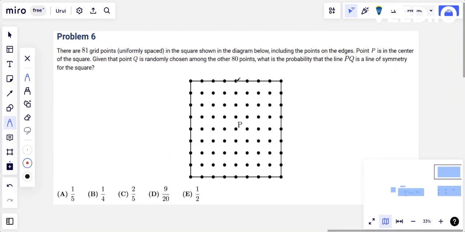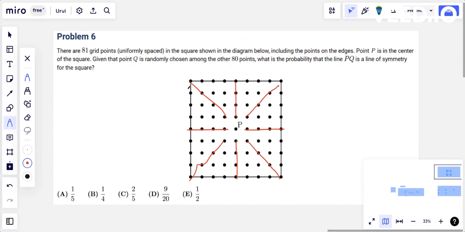So let's see. How many lines of symmetry does a square have, including this edge and excluding the point P? There are 1, 2, 3, 4, 5, 6, 7, and 8. These are the lines, okay?